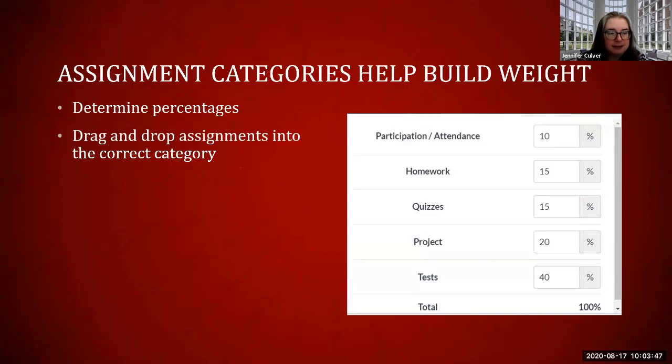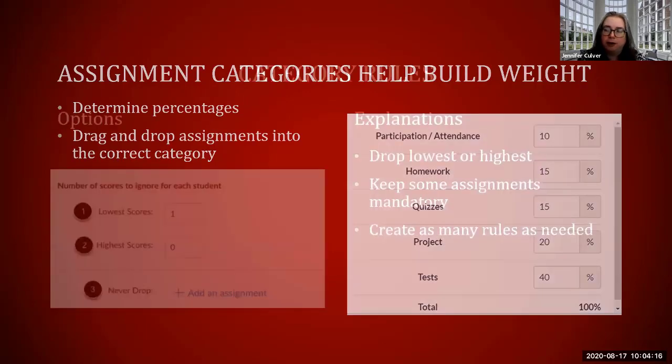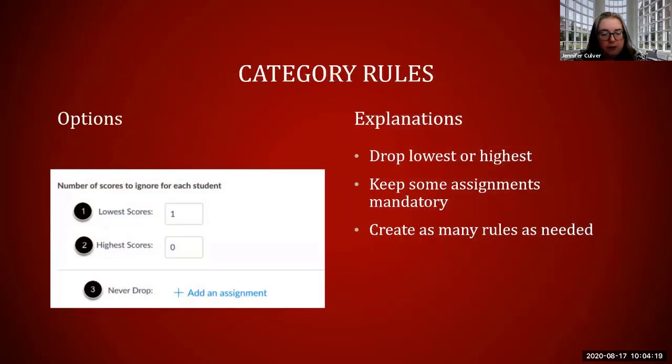So here's an example set of assignment categories where we've got participation and attendance, homework, quizzes, a project, and an overall test. And I've put in some weights and some percentages for each one so that Canvas can keep track of all of that for me, and I can just worry about the grading. But these categories in Canvas have some other benefits to them as well, and one of them is that you can create what's called a category rule. So if, for example, you tell students that you drop their lowest grade in the homework section, you can ask Canvas to do that for you.